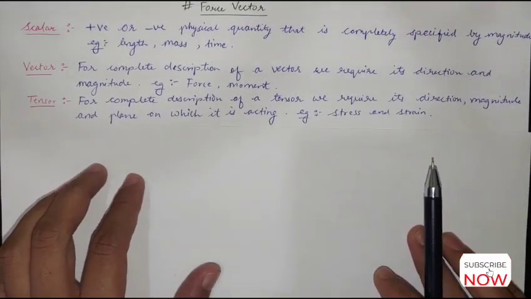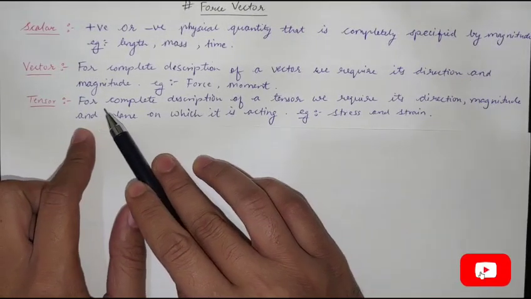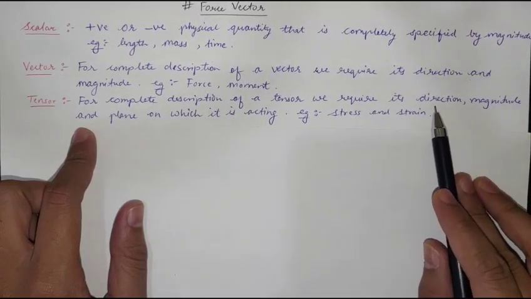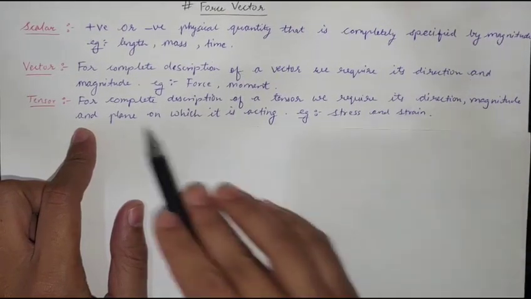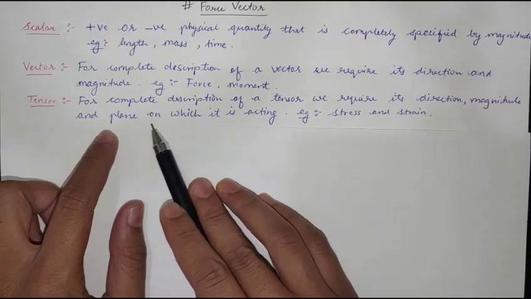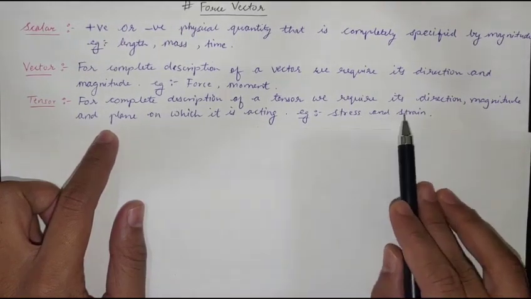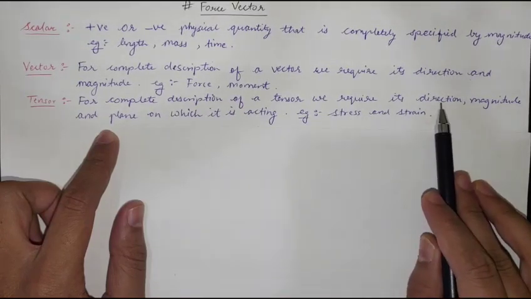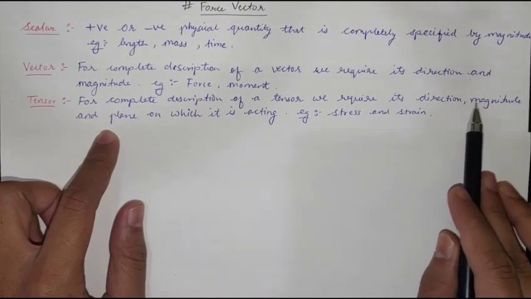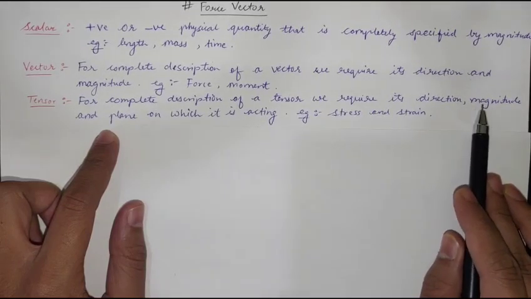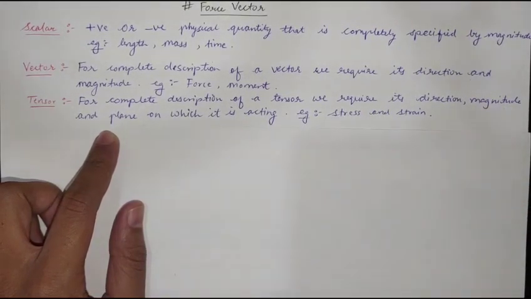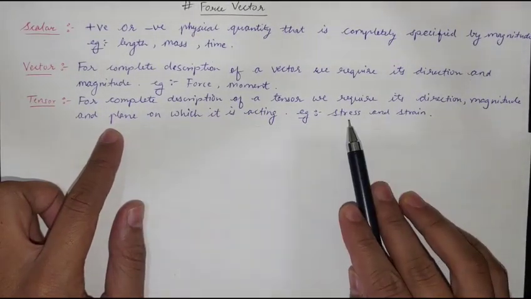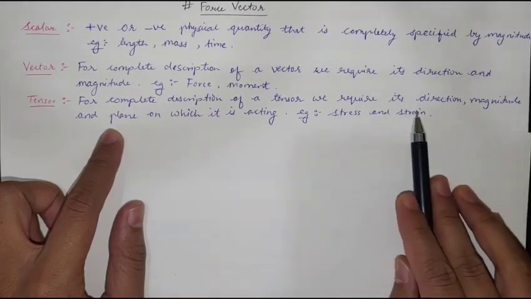And there is a third quantity which is called tensor. For complete description of a tensor, we require its direction, magnitude, and additionally the plane on which it is acting, like stress and strain. Stress and strain act on different planes. So direction is important, magnitude is important. This will define the direction of the stress and the quantity of stress that is acting. But if we do not specify the plane, then we cannot figure out what the stress and strain is, meaning we cannot understand the nature of stress and strain.